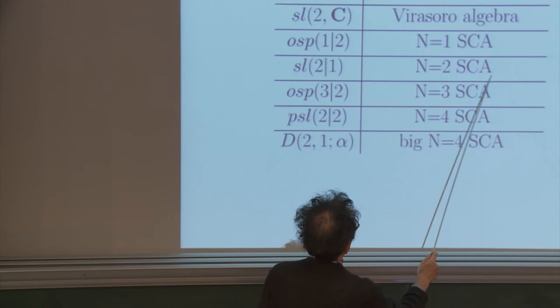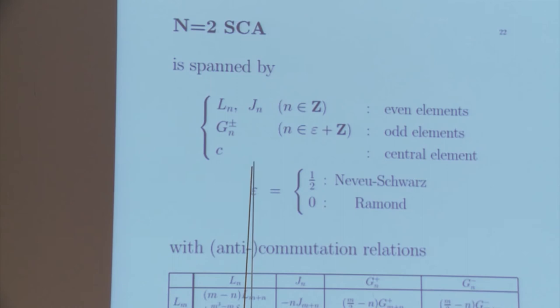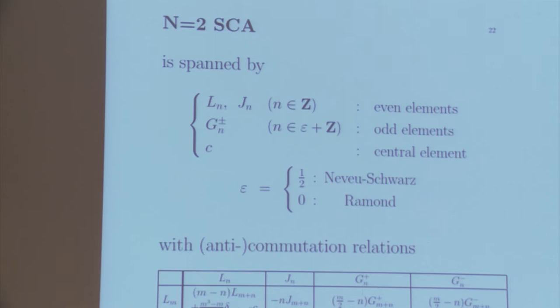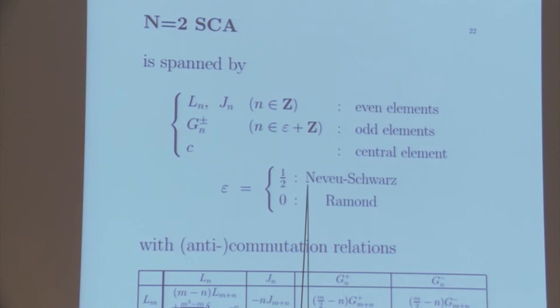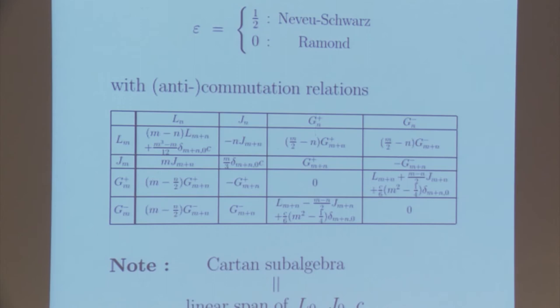The N=2 superconformal algebra is spanned by Virasoro Ln and Jn, the even elements, and odd elements, two series of odd G plus n and G minus n, and a central element. And in that case, if you take Gn with n half integers, then it is the Neveu-Schwarz algebra, zero, Ramond. And the bracket relation is given by this table. And the Cartan subalgebra is just the linear span, three dimensional, L0, J0, C the center. So actually it is two dimensional.